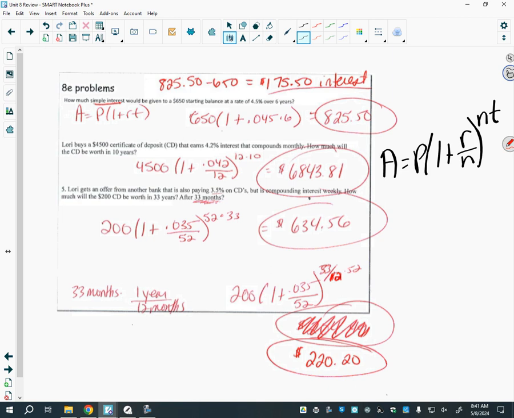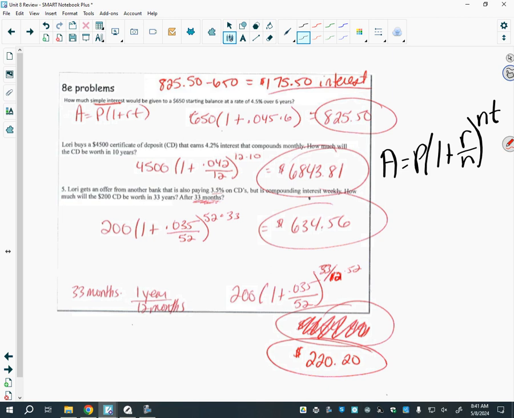Number 5, the first part's the same as the one above it. It says they have a CD at 3.5%, compounded weekly. There are 52 weeks in a year. How much will be there after 33 years? So after 33 years, same thing, I got $634.56. Not that much after 33 years, in my opinion.